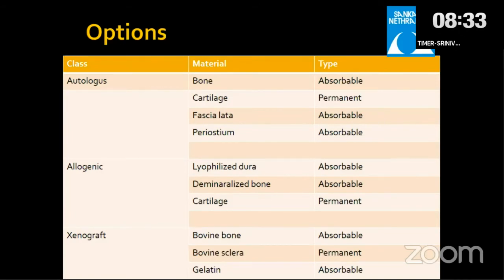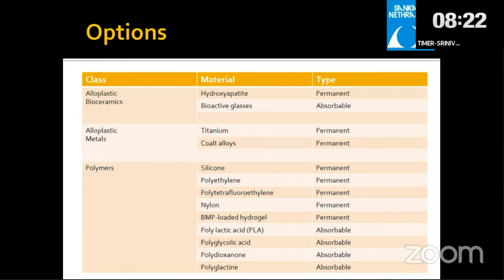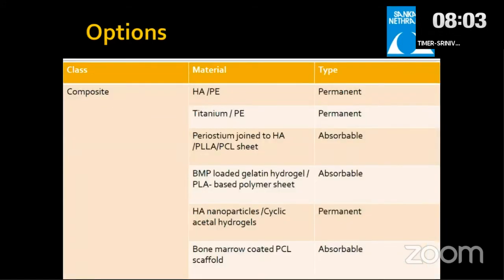The most common one, which is still considered the gold standard, is the autologous implant, the bone. Allogenic and xenograft material are of more academic significance. Then alloplastic metals in the form of titanium are very commonly used nowadays. Polymers, silicone were very common in the past, but because of its complications, we have done away with silicone. Polyethylene is used in many cases. And then nowadays there's a lot of talk about the composite implants.